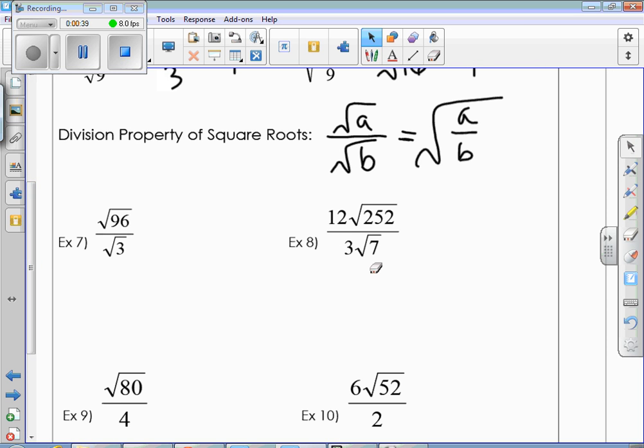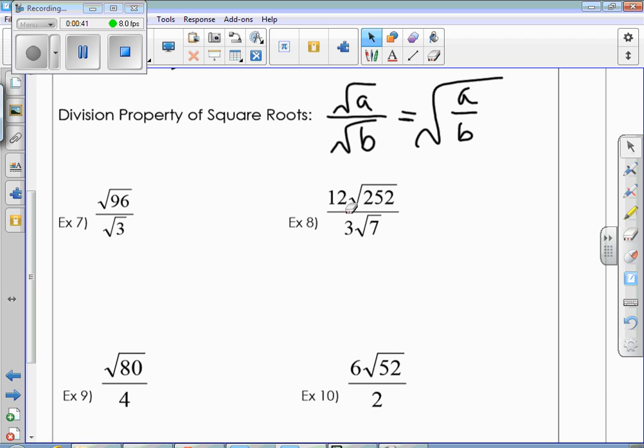When we encounter these types of problems that have coefficients, we want to deal with the coefficients separately and the radicand separately. So if we wanted to do 12 radical 252 divided by 3 radical 7, we would do 12 divided by 3 times radical 252 divided by radical 7. So we do coefficient by coefficient. 12 divided by 3 would give 4.